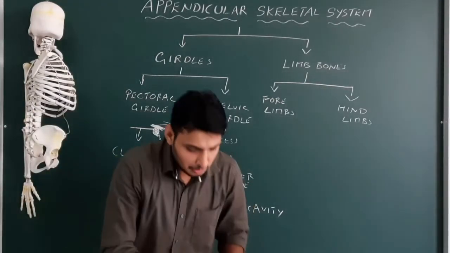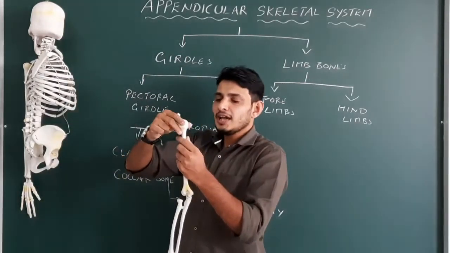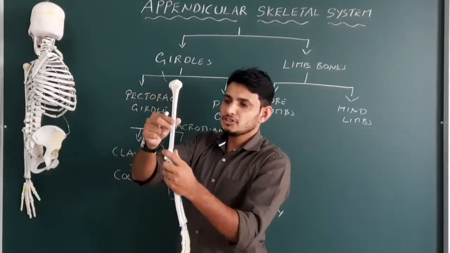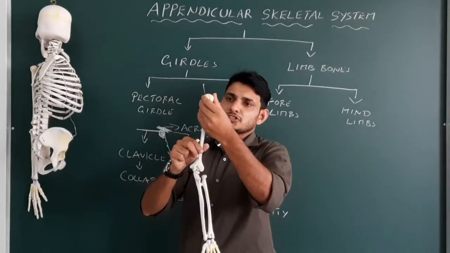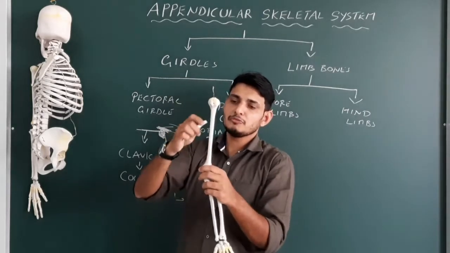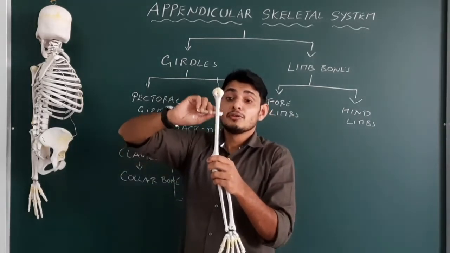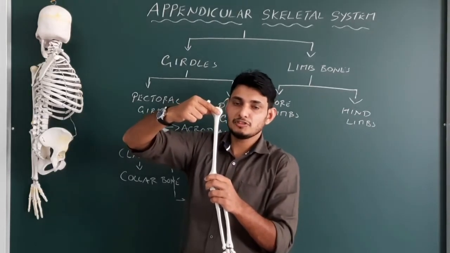Now we'll come to this portion. The cavity, that is the glenoid cavity, provides articulation to the first bone of the arm, a ball shaped structure in our forearm. So this is the first bone of the forearm, which is called the humerus. This is the humerus and this is the ball shaped structure of the humerus.